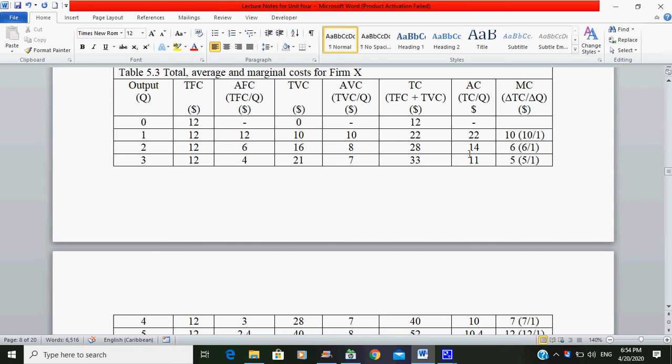And then you divide the change in output by the what? Change in total cost, which in this case would have been 1. So you divide 10 by 1, you get 10. Between 1 and 2, the change in output is what? In quantity, change in Q is 1. So you divide 6 by 1 and you get 6, and so forth. Alright.